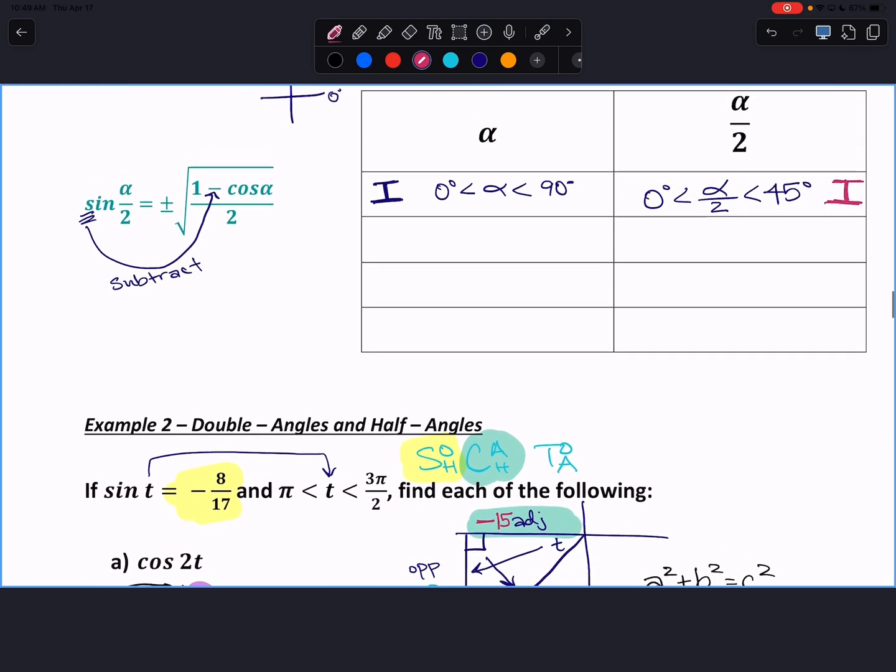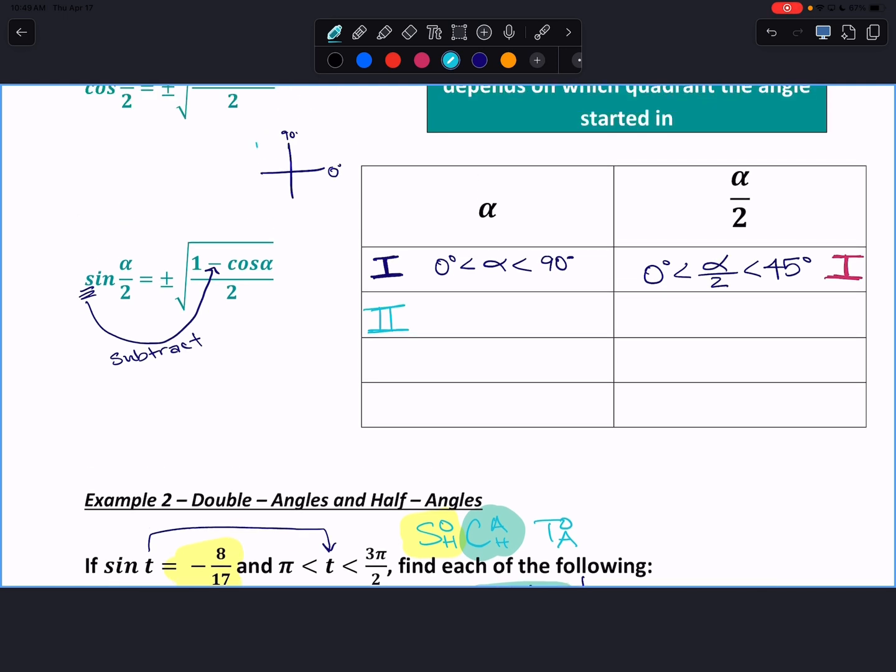All right, so if you start in quadrant 2, what are your degrees between? 90 and 180. So alpha is between 90 and 180. But if I half that, then alpha over 2 is going to be between what and what? 45 and 90. Well, what quadrant is 45 to 90? The first. So guess what? Sine and cosine are both positive, so your answer is going to be positive, because you're in the first quadrant. Okay? Next one.